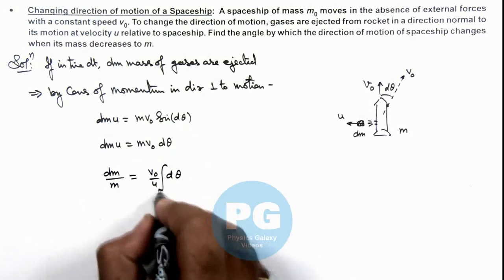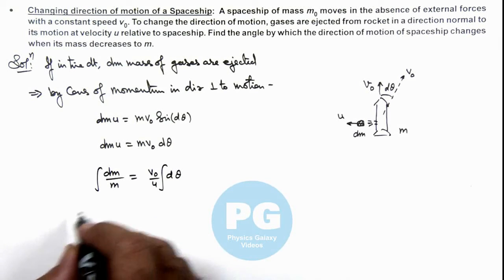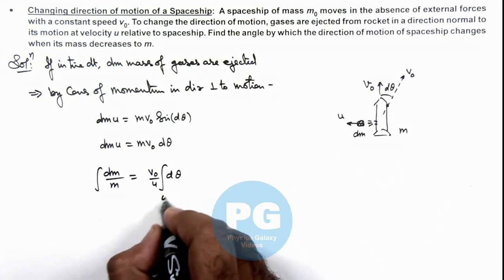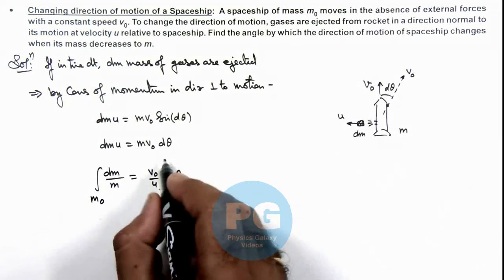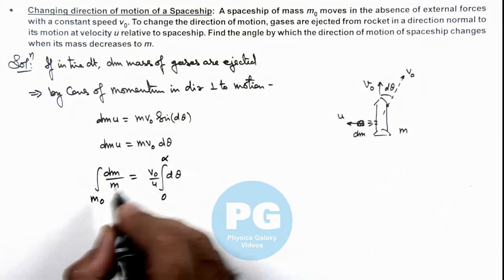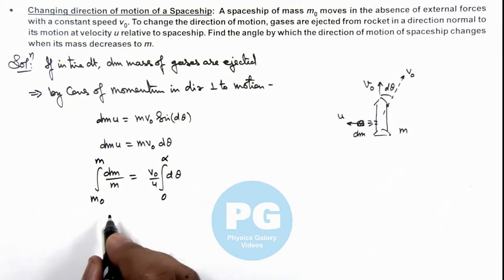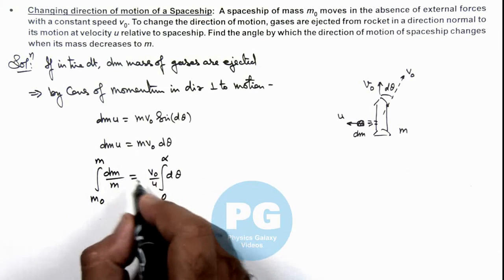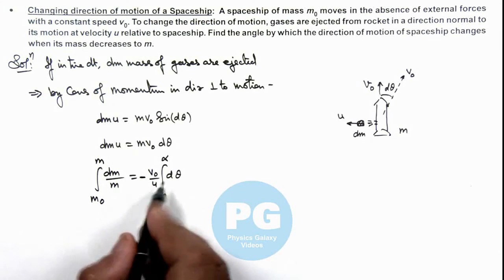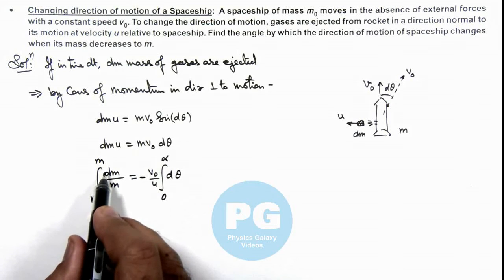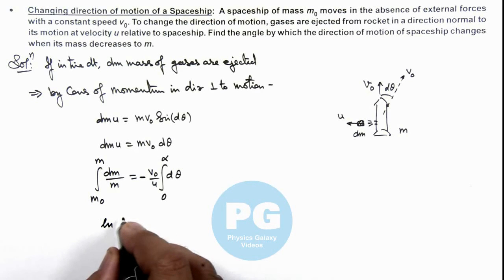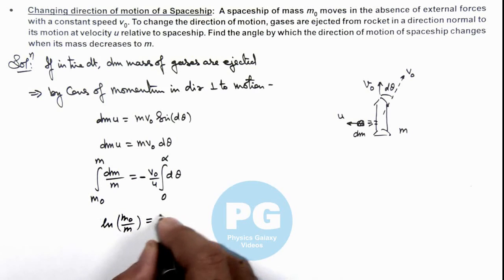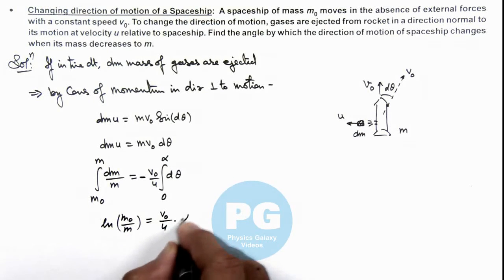And if we integrate this expression, initially the value of theta was 0 when the mass of the spaceship was m0, and say it changes to an angle alpha when the mass reduces to m. Here we can substitute a negative sign because theta is increasing and mass is decreasing. So in this situation we can write it as ln of m0 by m is equal to v0 by u multiplied by alpha.